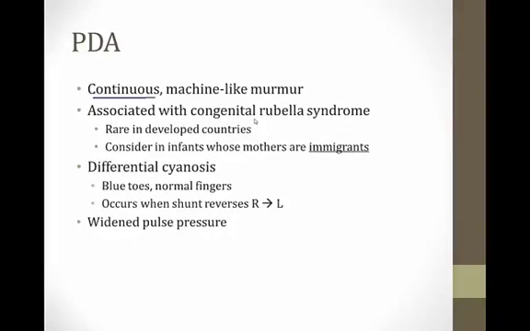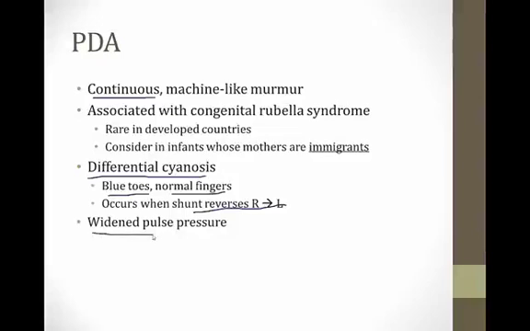And one of the classic findings of a patent ductus arteriosus is what's called differential cyanosis. So the baby or the child will have blue toes but normal fingers. So why does this happen? Well, oxygenated blood that has gone through the lungs will pump from the left ventricle and reach the upper extremities, giving the baby normal fingers and upper extremity findings. However, deoxygenated blood will cross the patent ductus arteriosus to the aorta and go down to the toes and make the toes blue. And this would only occur after the shunt has reversed and become right to left, but you can see this differential cyanosis in a PDA.